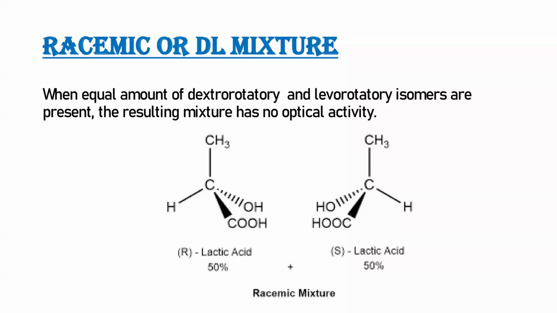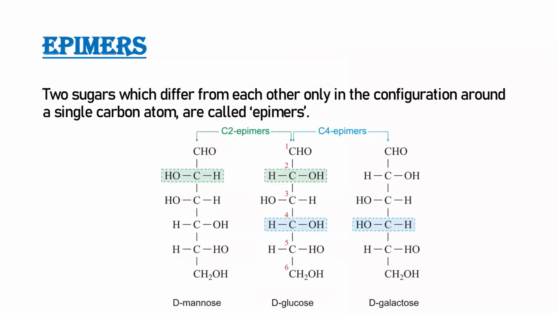It means that when you have 50% R-lactic acid and 50% S-lactic acid, or 50% D- and L-lactic acid, there is no optical activity. And the resulting mixture of equal amounts is called a racemic mixture. Okay. Then the next thing is epimers.